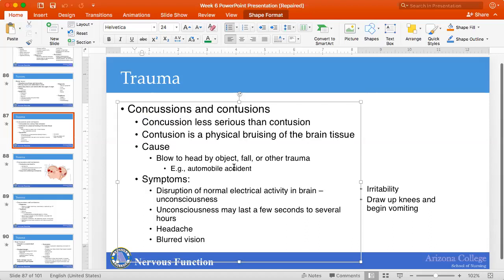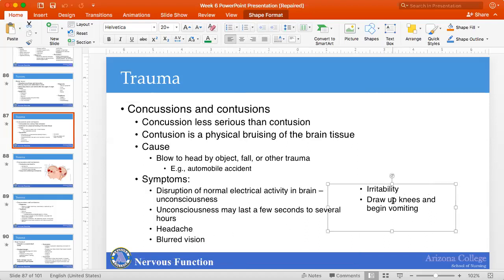Cause would be a blow by an object or fall or other trauma to the head. What you'll see is disruption in normal electrical activity in the brain, potentially unconsciousness lasting a few seconds to hours. Obviously, the longer that someone is unconscious, the more serious the trauma was. Headache, blurred vision, and then possibly irritability, drop of knees, and vomiting. So if it's serious enough, you'll start seeing vomiting.